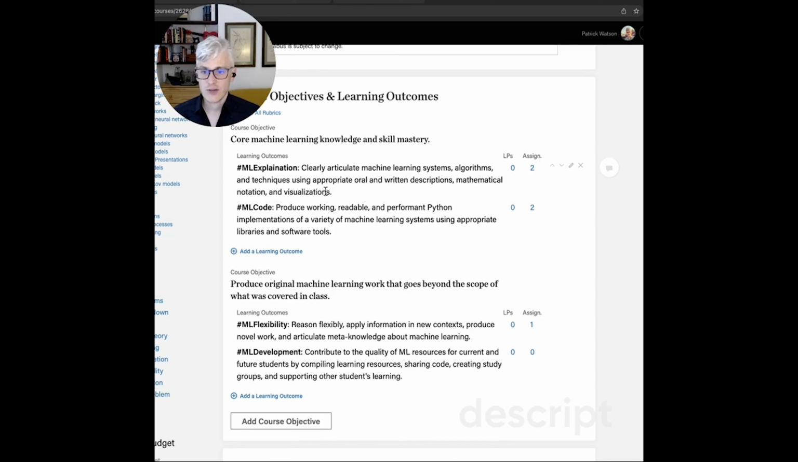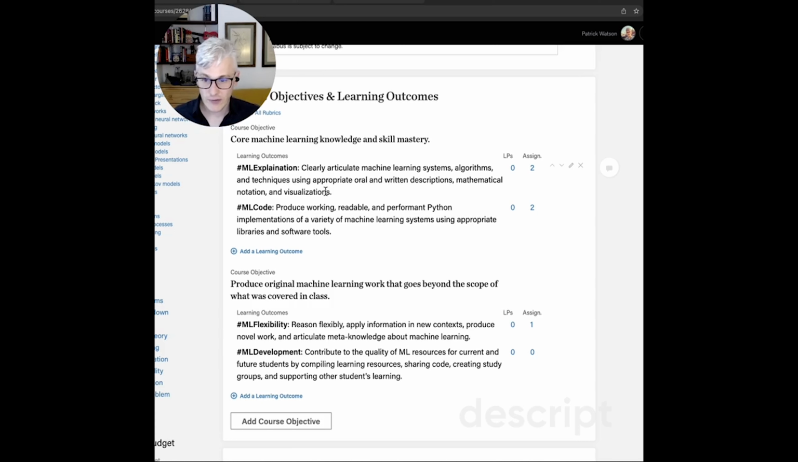On the other side, we also have ML code. This is more on the skill mastery side of the equation. I want you to produce working, readable, and performant Python implementations of a wide variety of machine learning systems using appropriate libraries and appropriate software tools like GitHub and Jupyter Notebooks and so forth. If you are able to understand the stuff, that's one good step. But I actually want you to be able to deliver that stuff and actually produce working code as well from your knowledge of it. However, that is only 50% of what we're going for in the class.